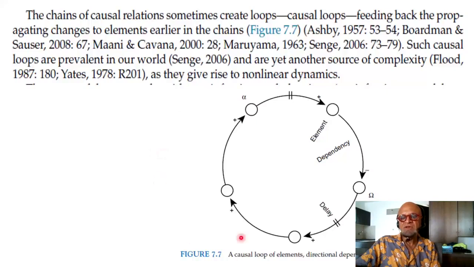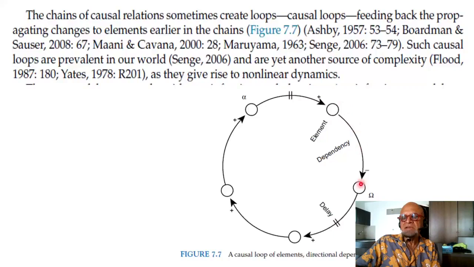So a small perturbation may get amplified or damped depending on how non-linear and how positive and negative the feedbacks may be. So here is an example of a causal loop of elements, directional dependencies, and delays. There are some factors involved here, alpha and gamma. If you don't understand, don't worry about it. The causal loop is going from here, alpha perturbation to the element, and it's a positive feedback, so the initial perturbation will be amplified and there can be a delay. This indicates that it's not instantaneous, but delayed, but it's an amplifying effect.